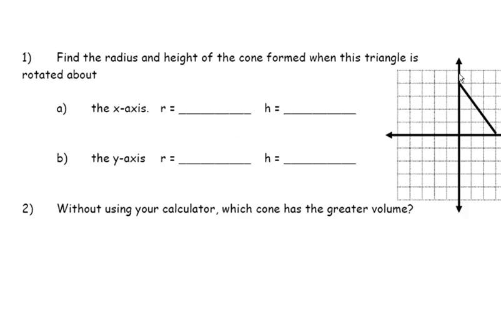Okay, so here, this sort of gives away the previous question, but nonetheless, we've got a triangle rotating about the x-axis, and then rotating about the y-axis, and we need to figure out which one has the greater volume. Well, if I rotate this triangle about the x-axis, then my radius becomes this one, because this is the part that's rotating. So my radius is 4, and my height is going to be 3. If I rotate about the y-axis, then my radius is 3, and my height is 4.